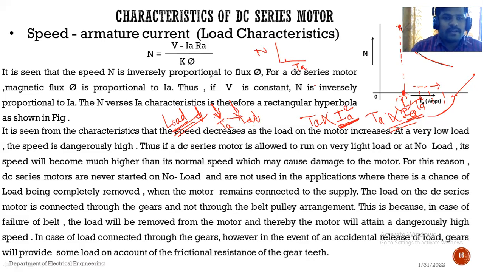See, this is one proof from the previous characteristics. Another proof, I will tell another one. N is directly proportional to EB divided by phi. This is one of our equations. In case of a DC series motor, is phi proportional to IA or not? Phi is proportional to what?